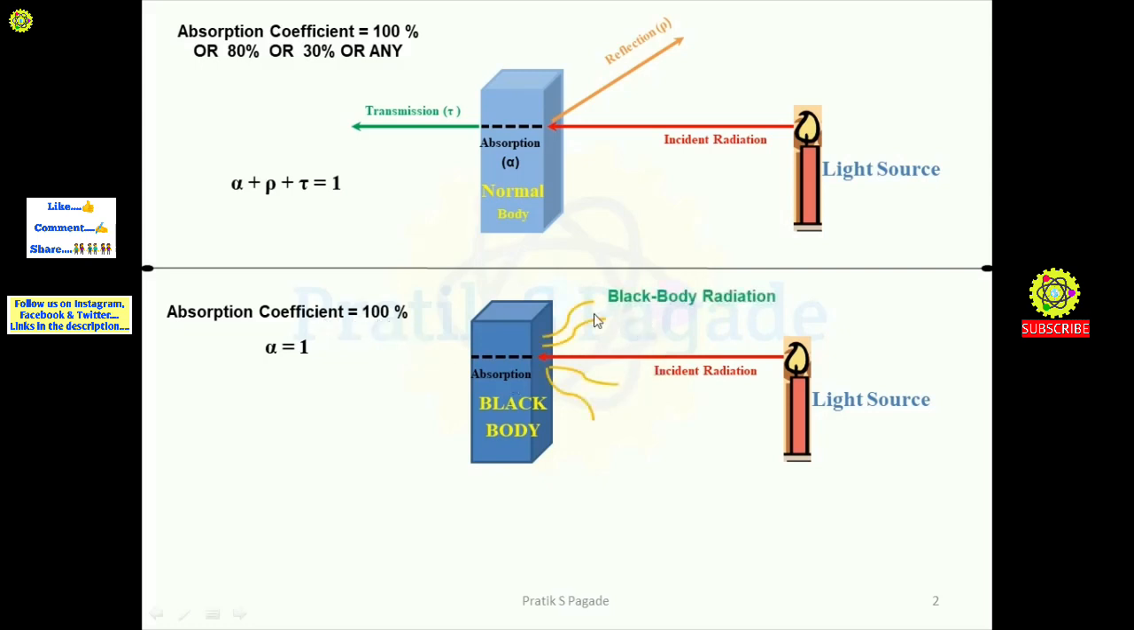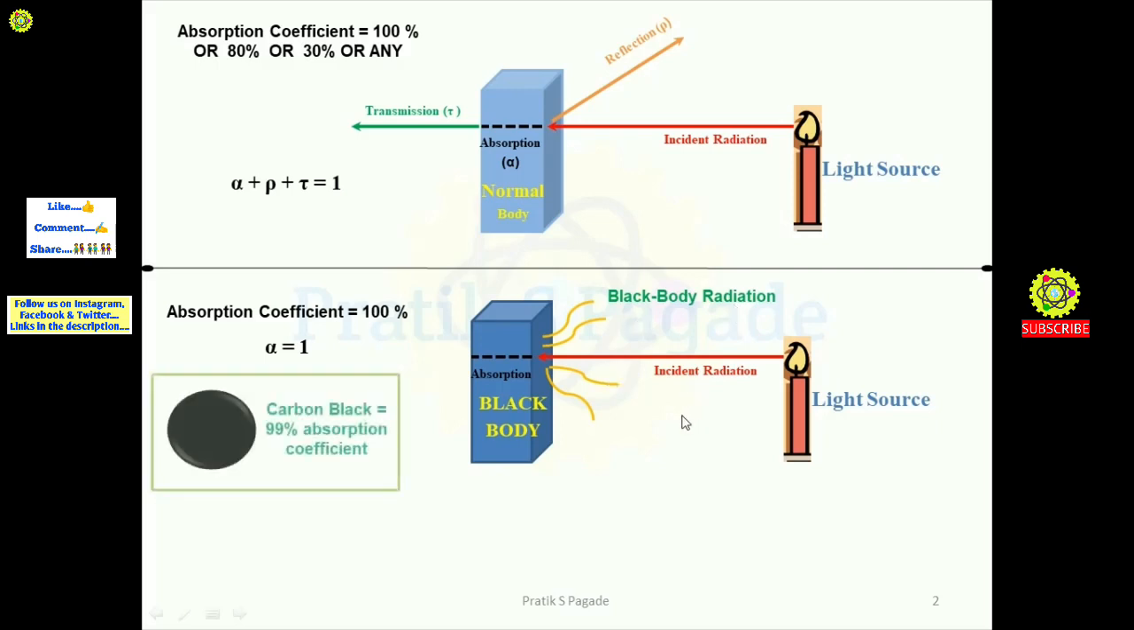Further see here, black body radiation. As I have told you, this black body absorbs all the incident radiation. Due to this, its energy increases and its temperature increases. Due to this, there is generation of electromagnetic waves. This is called black body radiation. Carbon black shows us a 99% absorption coefficient.